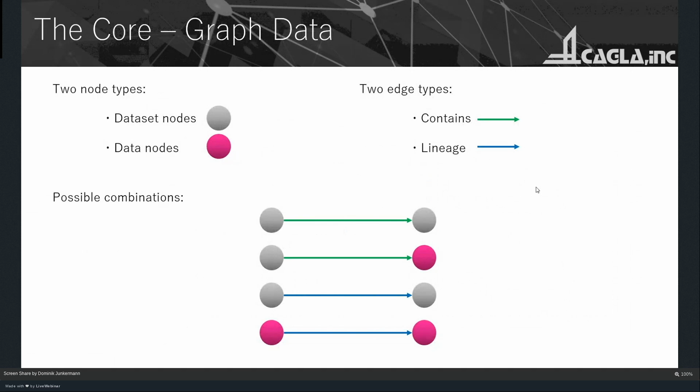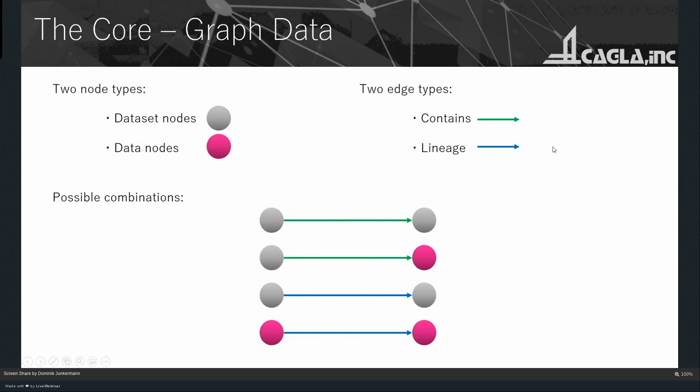The graph data itself inside the core, we try to keep as simple as possible so that it can stay agnostic to the data that it uses. So we only have basically two node types, being the dataset node and the data node. And the easiest way to understand how we use it is if you think about a file system, then the dataset nodes would be the directories, the folders, and the data nodes would be the files themselves. So the dataset nodes are basically just nodes which are used to group other dataset nodes or other data nodes.